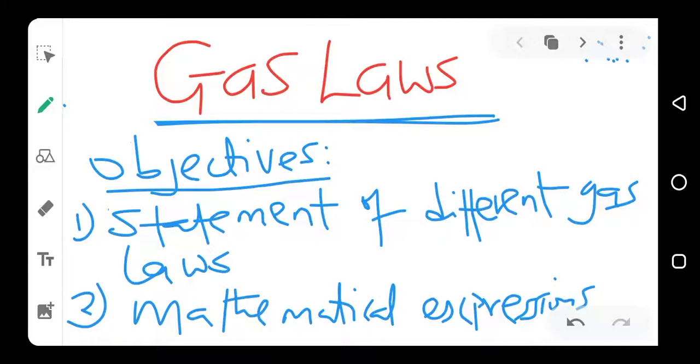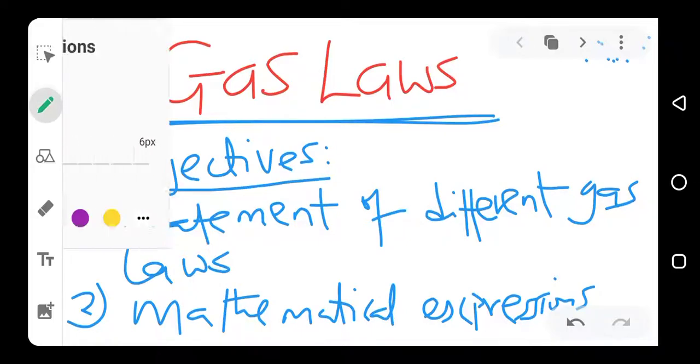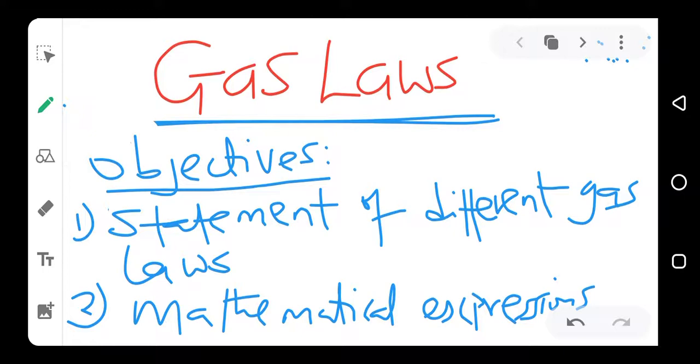Today we have chemistry and we're going to talk about gas laws. This is a continuation of our discussion on gas laws. In the previous class, we talked about the state of matter, the kinetic theory of gases, and we briefly talked about the gas laws. So today, we are going to further our discussion on gas laws.